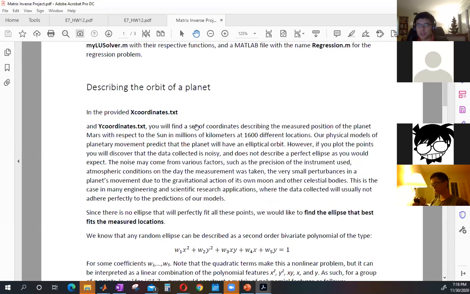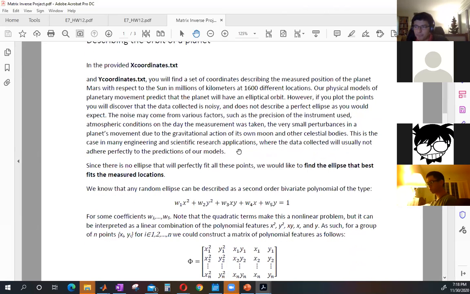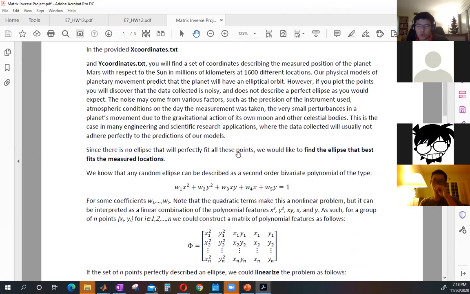So if we tell a computer to feed an ellipse through all of these points, it will not be able to do it. There is no ellipse that will go through all of the points because they are noisy. There's random noise. There's random contamination. So you may wonder, okay, what do we know?